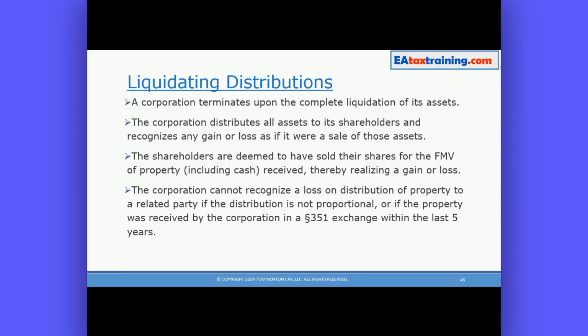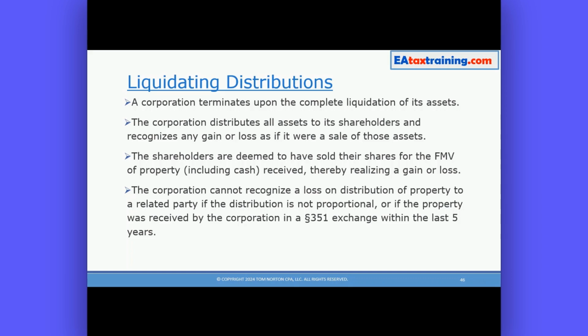The corporation cannot recognize a loss on a distribution of property to a related party, including a shareholder, if the distribution is not proportional or if the property was received by the corporation in a Section 351 non-taxable exchange within the last 5 years. So if you're doing the distributions, but you're going to give one shareholder a disproportionate amount of assets, then the corporation cannot recognize a loss when they distribute that asset.